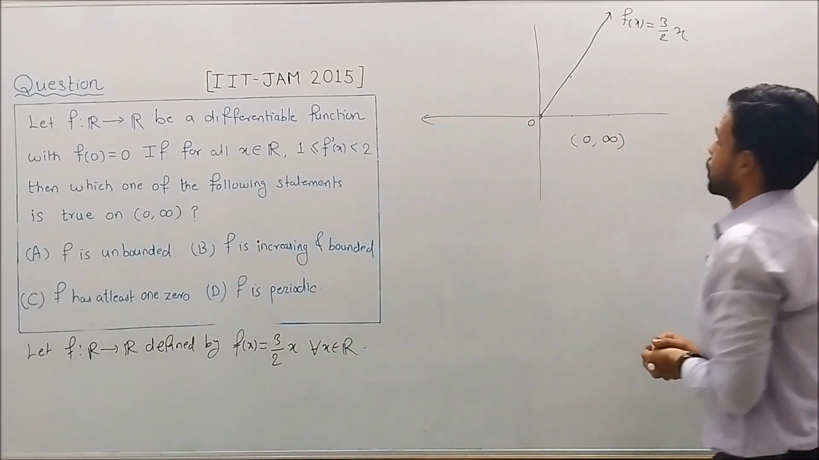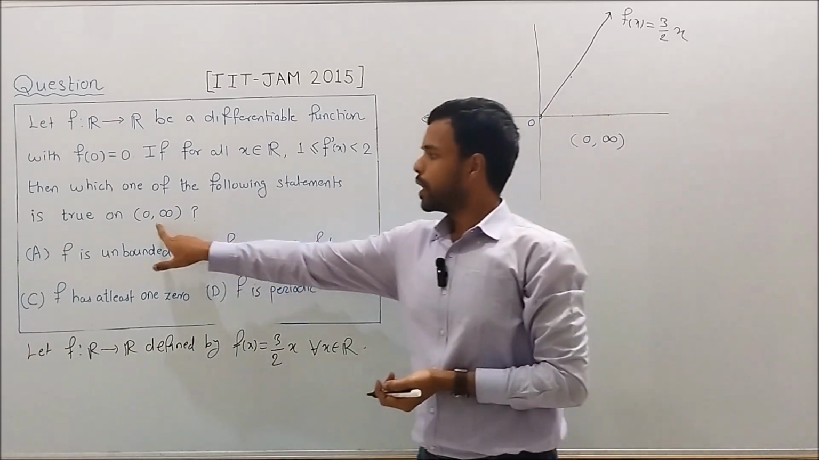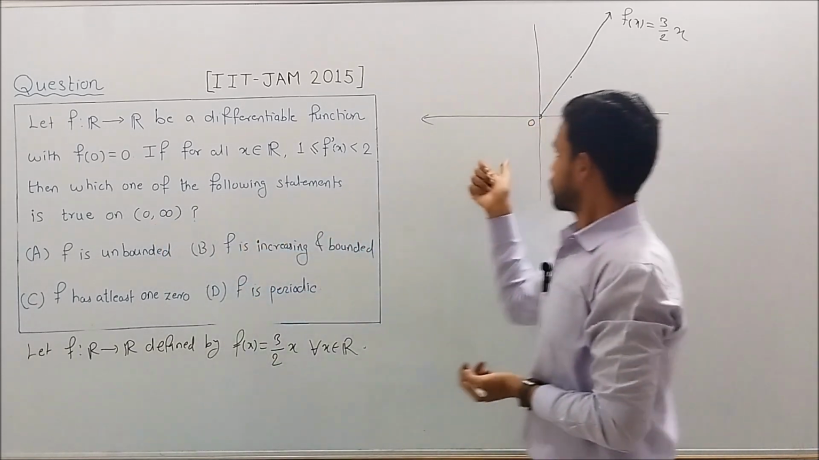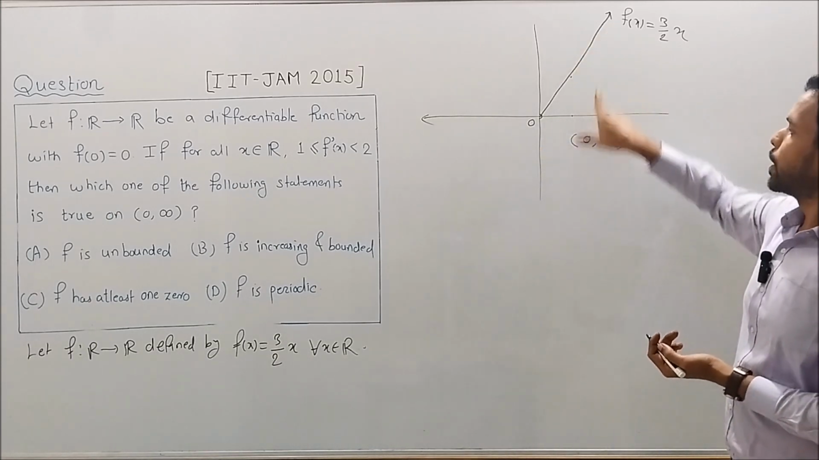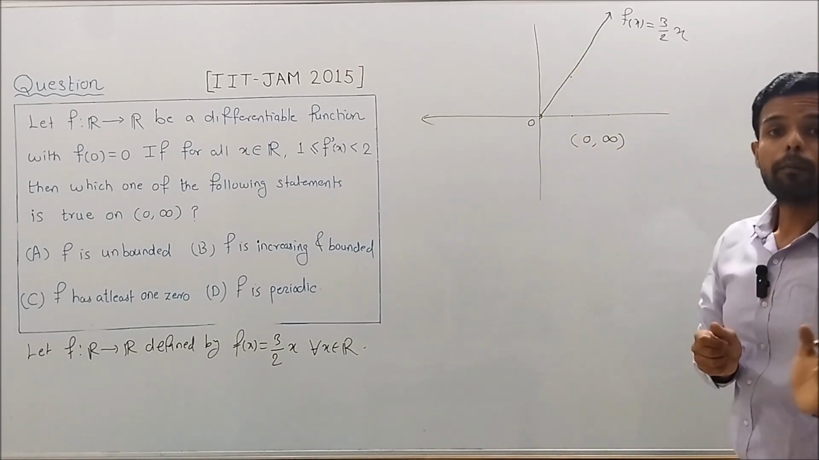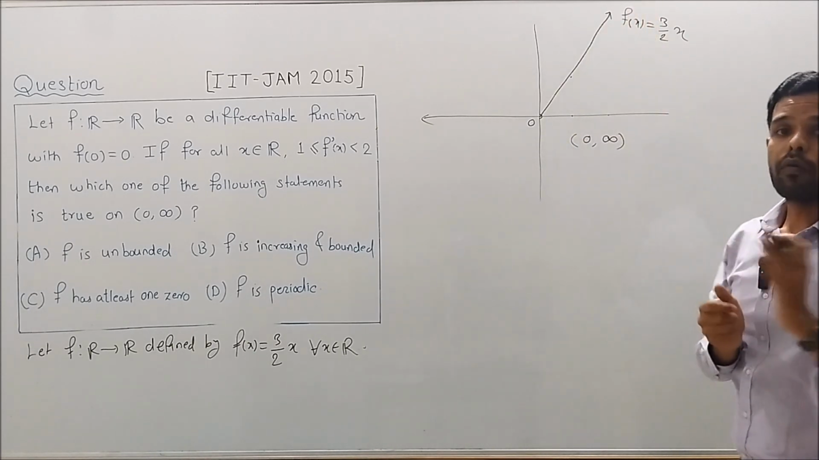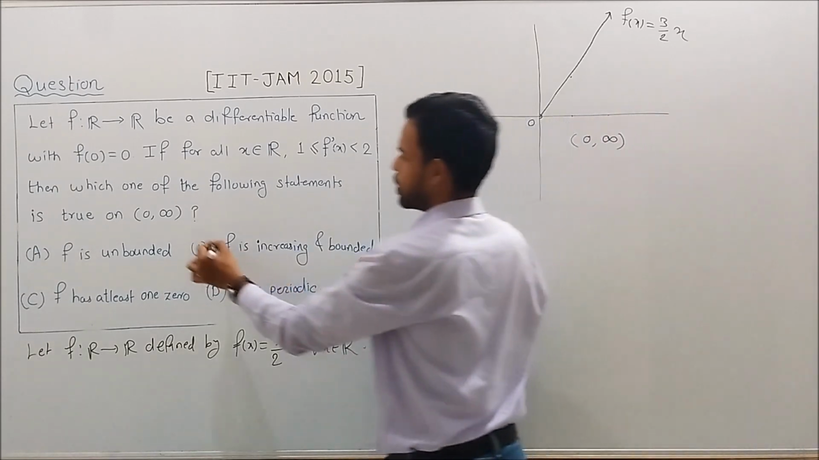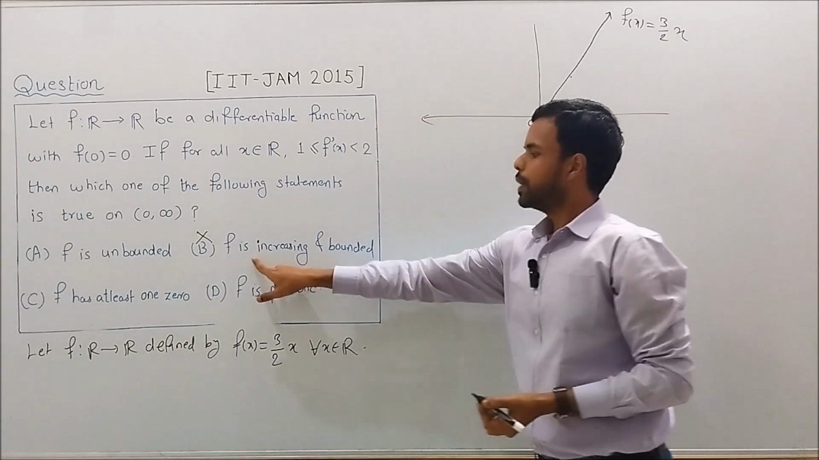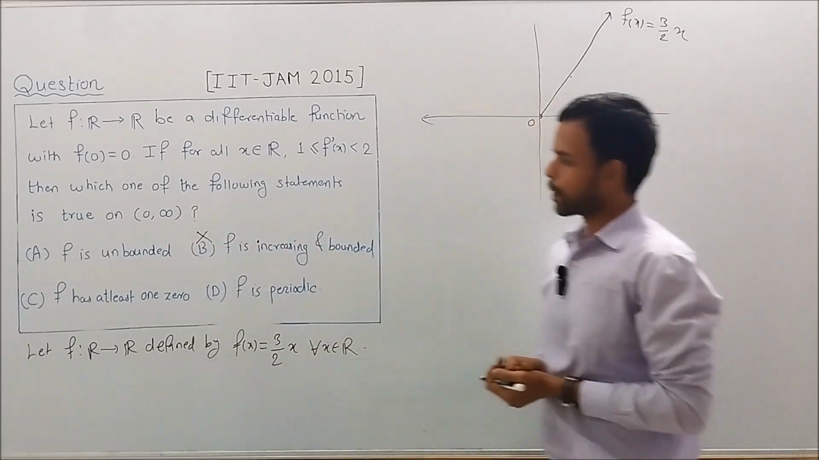Now, is f increasing and bounded on the open interval 0, infinity? Yes, we can see that f is an increasing function on the open interval 0, infinity, but it is not a bounded function. It goes to infinity. So f is not a bounded function on the open interval 0, infinity. So option B is discarded because option B states that f is bounded on the open interval 0, infinity.